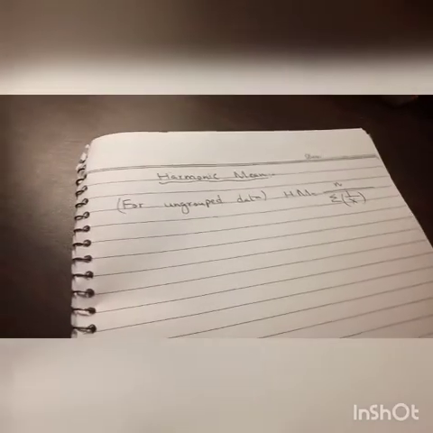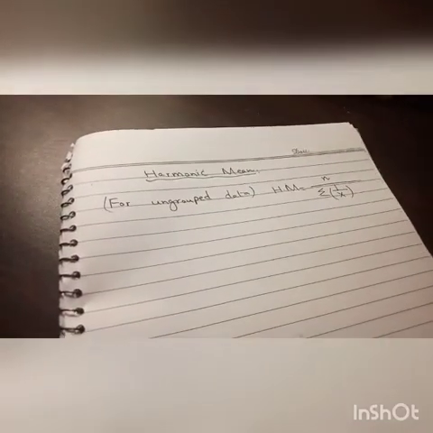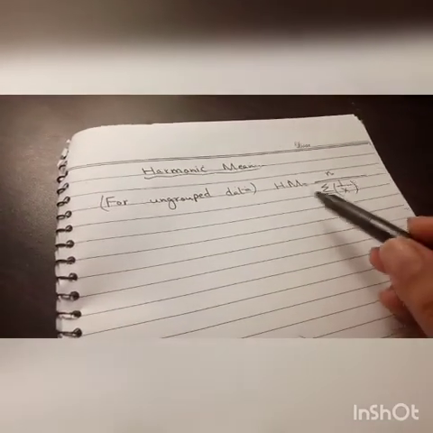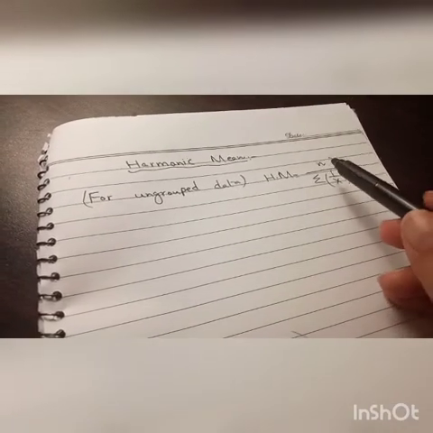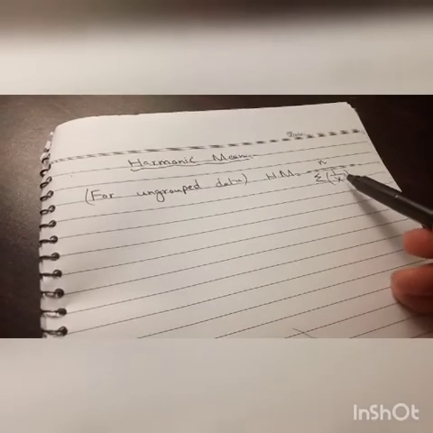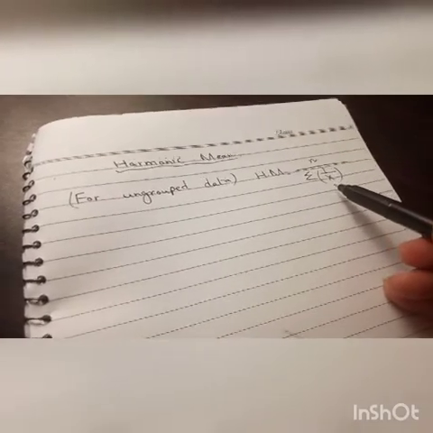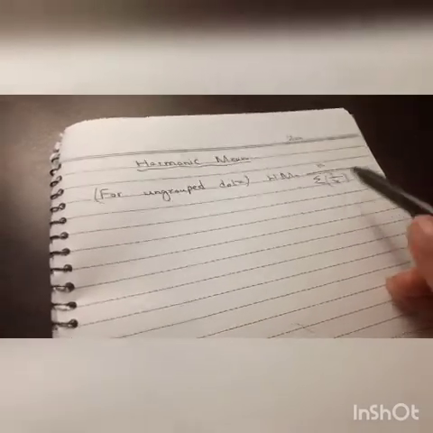Now the last type of mean, that is harmonic mean. For ungrouped data, you know this formula: n divided by the sum of 1 over x, where n is the number of terms. Now here, what does 1 over x mean? You are to calculate the reciprocal of the values of x.